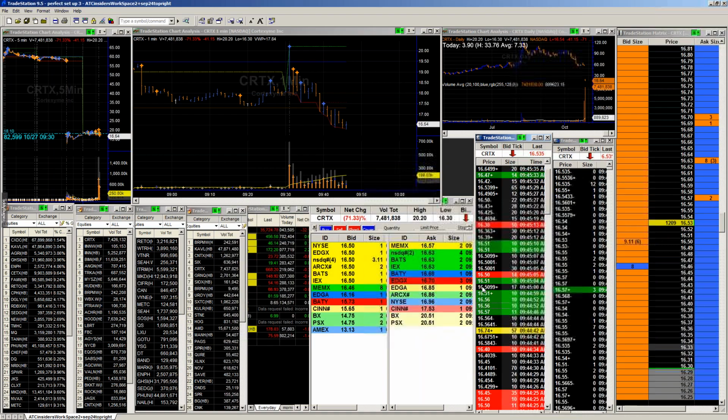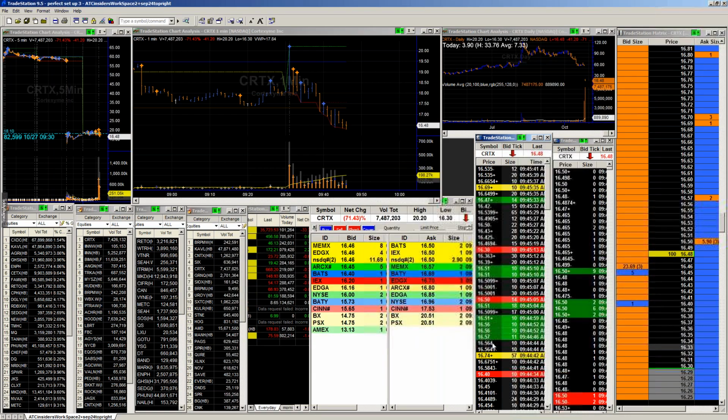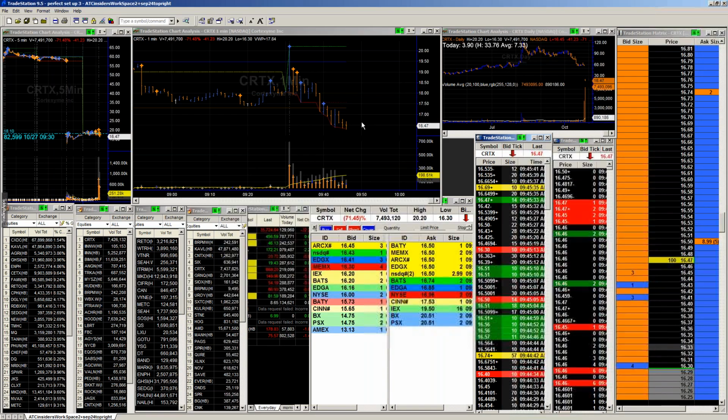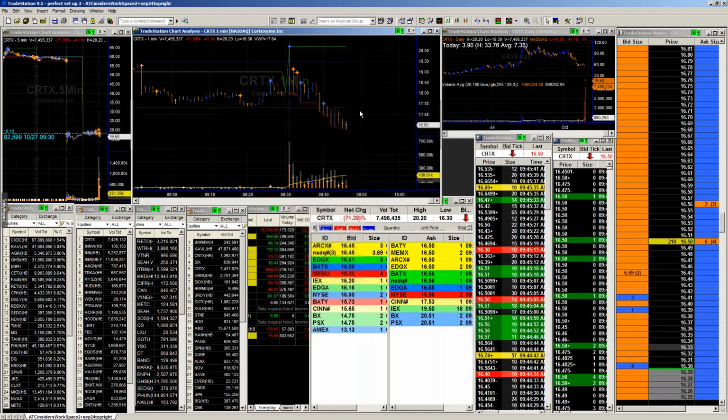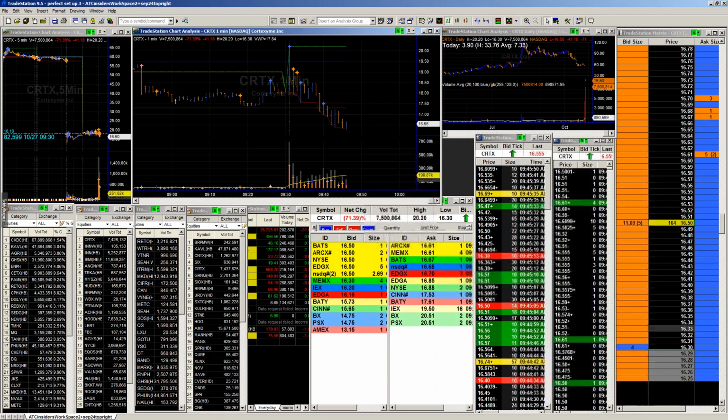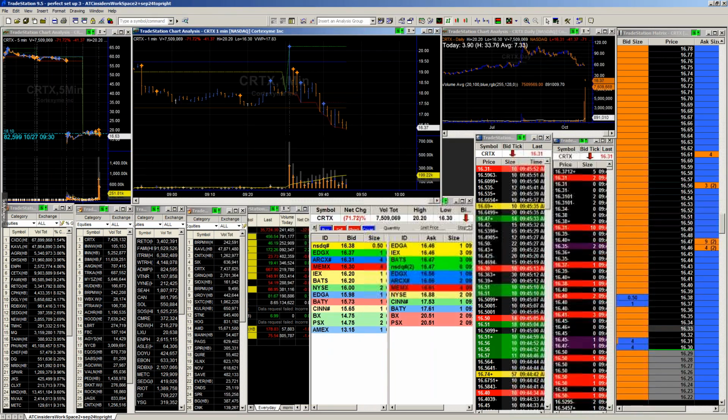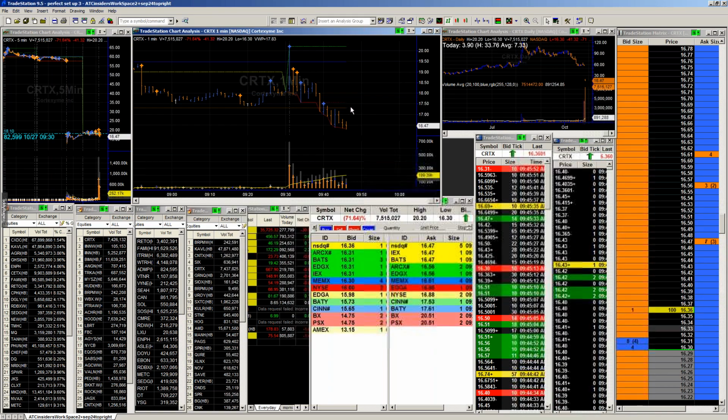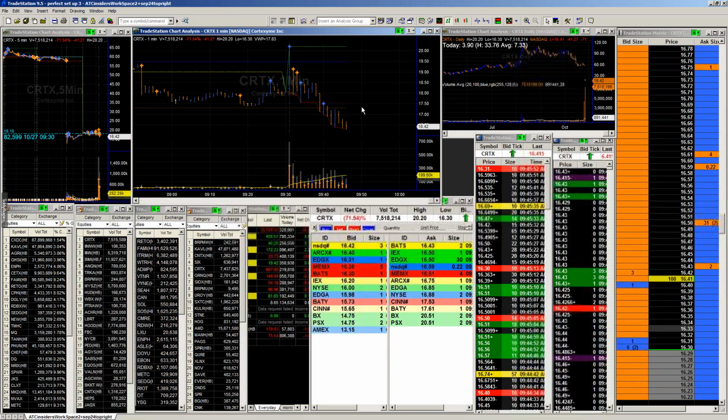Now, we saw a few prints right here that came in after those. Okay, that's pretty decent. But is this enough for me to look for this stock to go up first before I'm going to be looking for it to come down? And I'm going to tell you something right now. On a stock like this, it's going to be very hard to identify a trigger. And why is that?